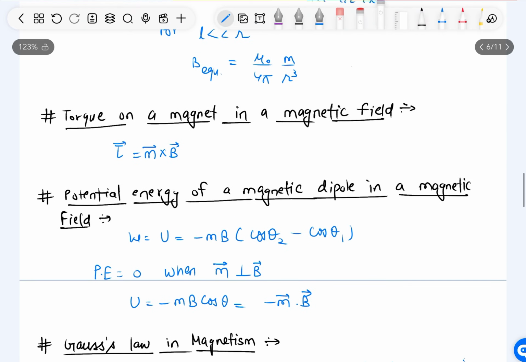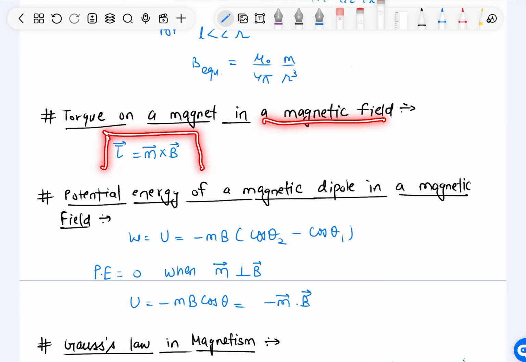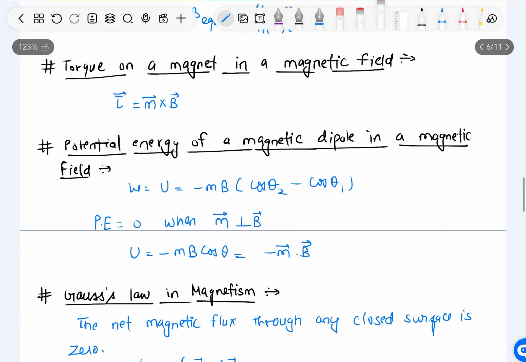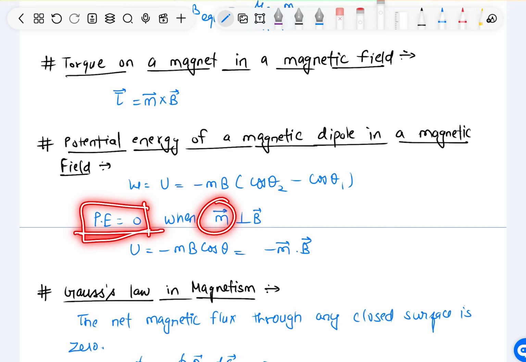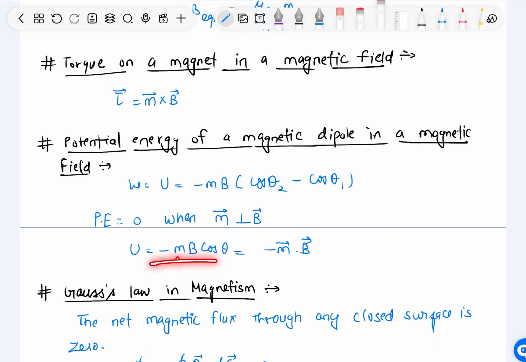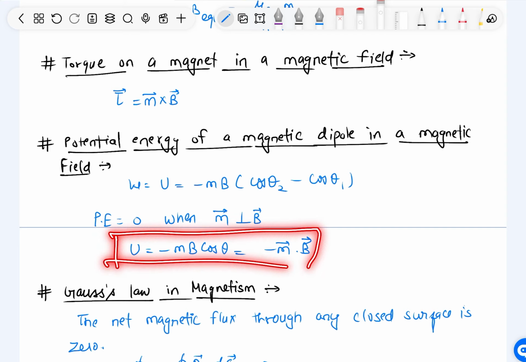Next is the torque. The torque on a magnet in a magnetic field is given by torque vector equal to m vector cross B vector. Next is the potential energy of a magnetic dipole in a magnetic field. It is given by minus mB (cos theta 1 minus cos theta 2). And the potential is equal to 0 when m vector and B vector are perpendicular to each other. In this case, U equal to minus mB cos theta, that is, minus m vector dot B vector, is the value of the potential energy at that point.